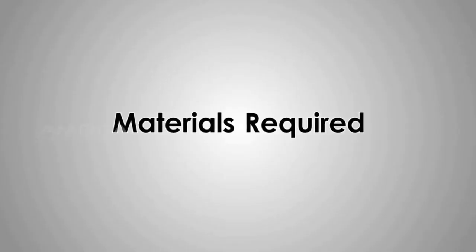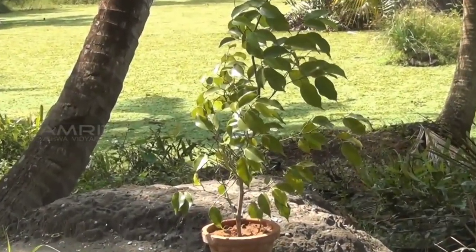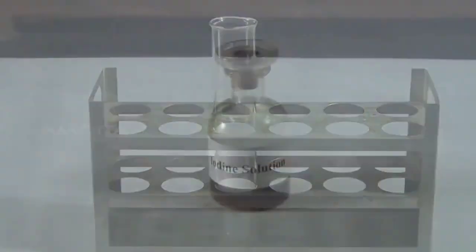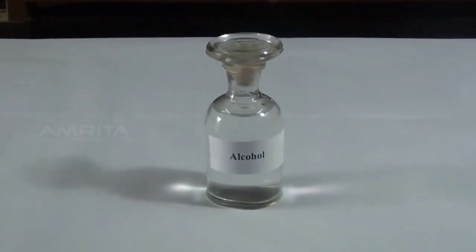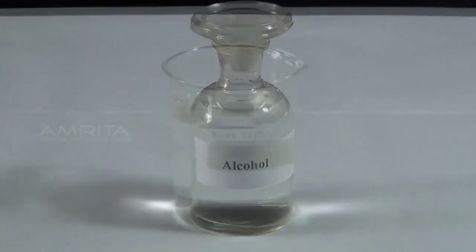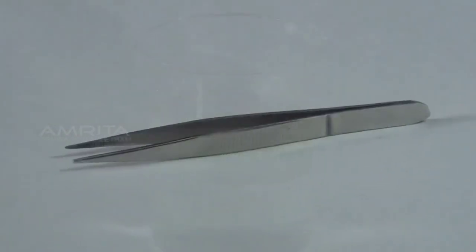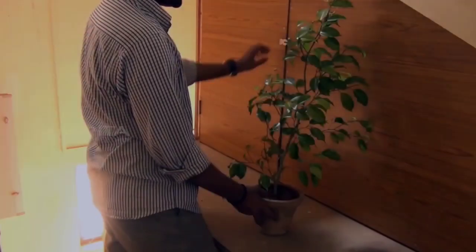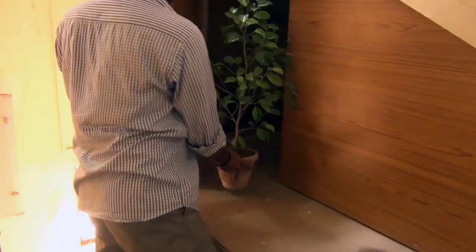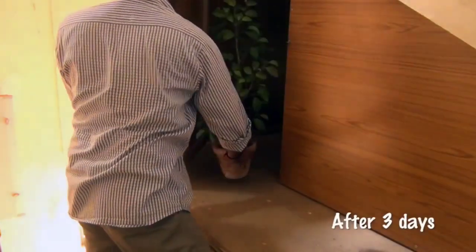To do the experiment we require a healthy potted plant, boiling tube, iodine, petri dish, methylated spirit or alcohol, distilled water, forceps and a hot plate. Procedure: take a healthy potted plant and keep it for 2 to 3 days in a dark place. Remove the plant from the dark room.